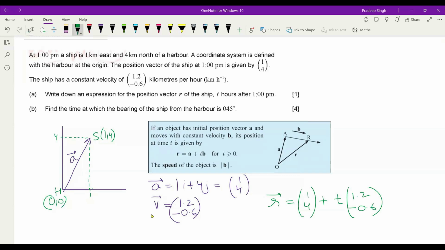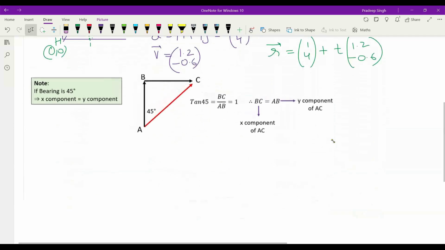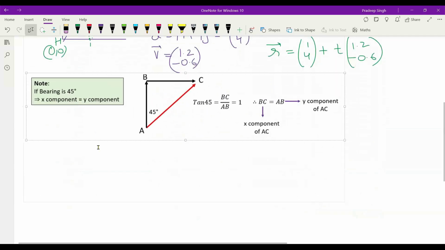And that's the answer for part A. Moving to part B. Find the time at which the bearing of the ship from the harbor is 45 degrees. So let us understand the concept of bearing when the angle is 45 degrees. So have a look. If the bearing is 45 degrees, that means the angle with the north is 45 degrees.